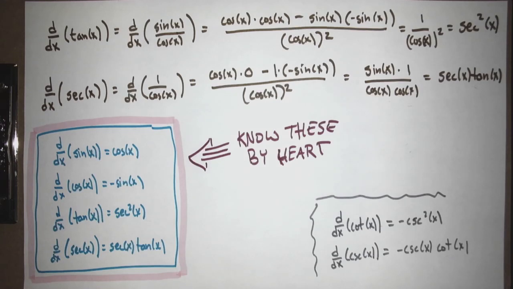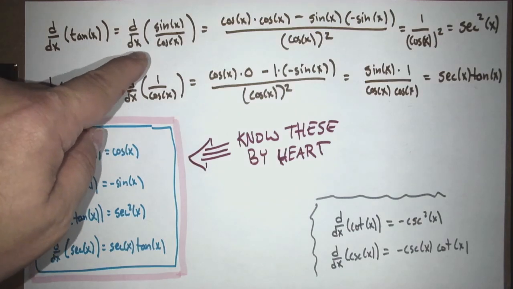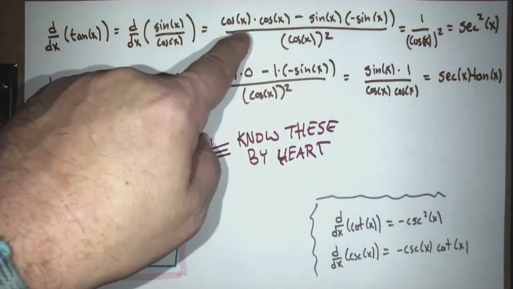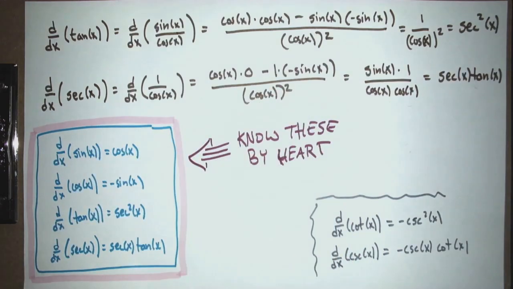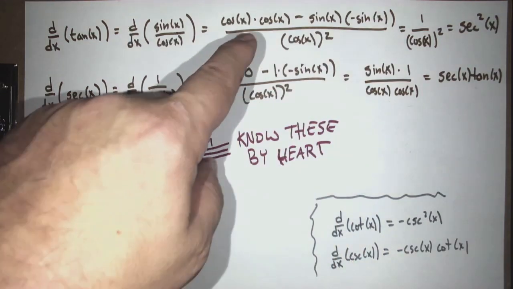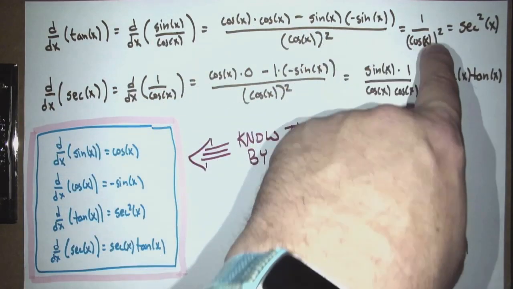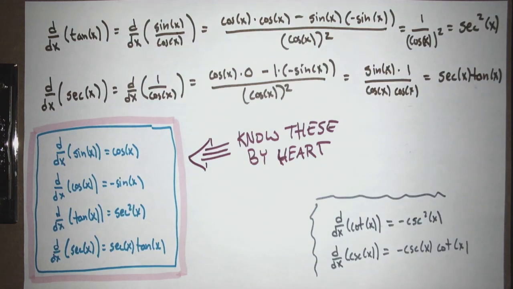Well, why do we do that? Because we have a rule, the quotient rule. Bottom times the derivative of the top minus the top times the derivative of the bottom, all over the bottom squared. Upstairs is cosine squared plus sine squared, which is 1. So you get 1 over cosine squared, and that's secant squared. So the derivative of tangent is secant squared.